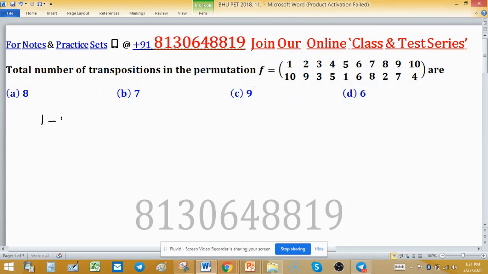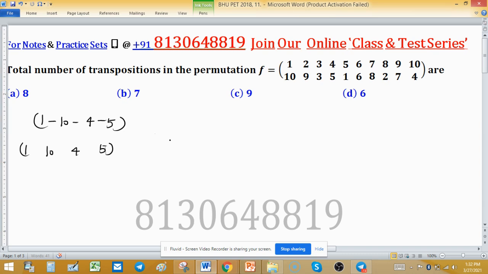As 1 is going to 10, 10 is going to 4, 4 is going to 5, 5 is going to 1, so it is closed here. We write the permutation without any symbol or character. So 1, 10, 4, 5. This is our first cycle.